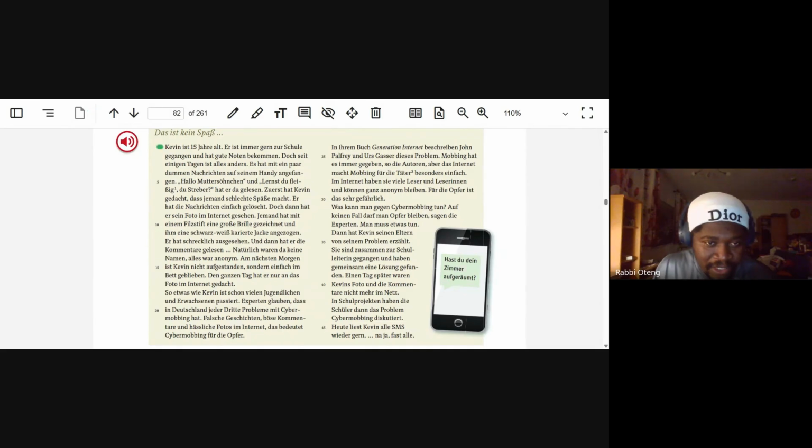All right, so: Hallo, Müttersöhnchen. Und lernst du fleißig? Du Streber. Hat er da gelesen? He read that there. Yeah, he read it there. This guy is not that too. He read this message there. Da hat er gelesen. It is difficult to say in English without the dots. Let's do fleißig. Are you learning diligently? Are you learning hardworkingly? Like, are you learning seriously?